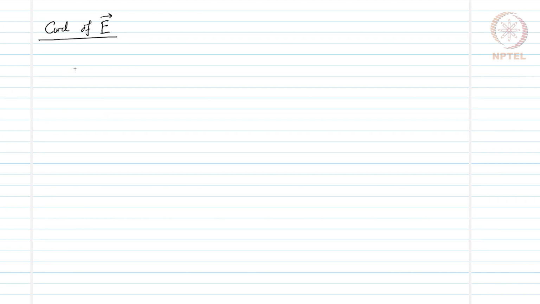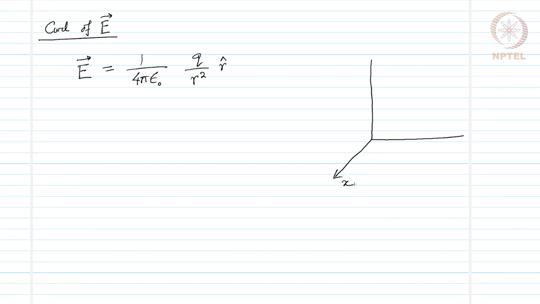The expression for electric field is given as 1 over 4 pi epsilon naught q over r squared r cap, if we consider a point charge q located at the origin. And let us consider a coordinate system, right hand Cartesian coordinate system x, y, z, and we have 2 points, point A here and point B here.